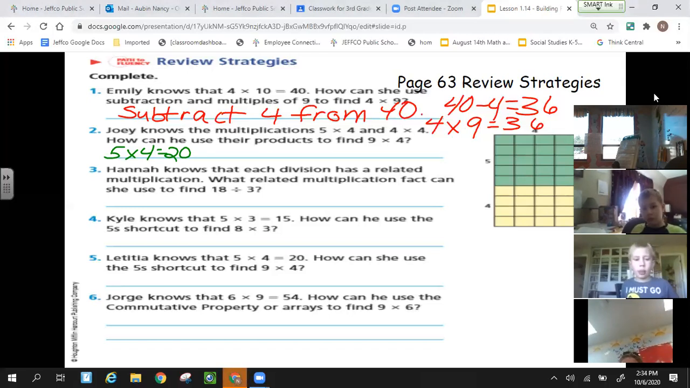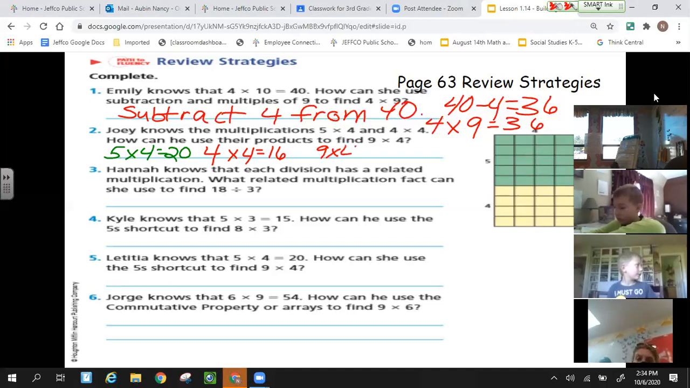And do we know what 4 times 4 is? We did it today as a warm-up. 16. Who said that? Good memory. Anybody else remember? What is 4 times 4? 16. So we know 4 times 4 equals 16. How can we find out what 9 times 4 equals?